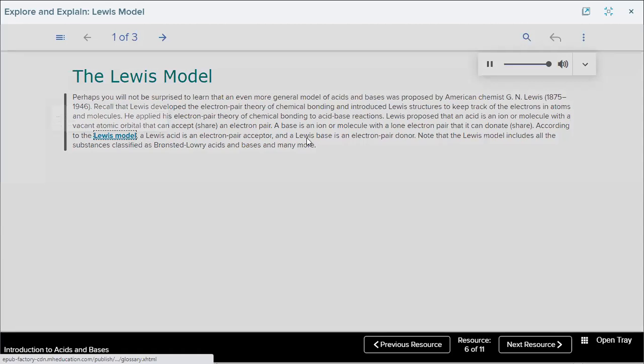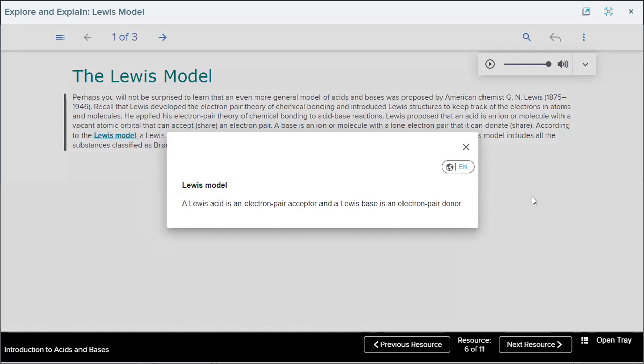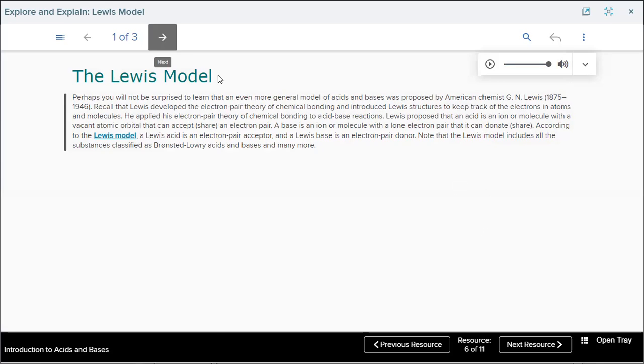So what is meant by the Lewis model? Mariam, what is meant by the Lewis model? A Lewis acid is an electron pair acceptor, and a Lewis base is an electron pair donor. Yes. So Lewis acid, electron acceptor, while Lewis base, electron donor. Right?